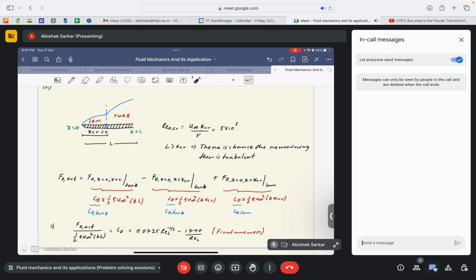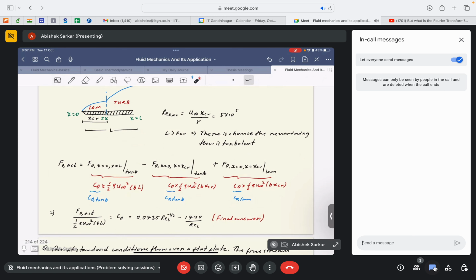So evaluation of this part is quite easy. How? Because the drag force from 0 to XCR can be evaluated directly, right? This length we know, this length is XCR. So from 0 to XCR, the length will be XCR. Once we know that length, just substitute the value of XCR in this expression, which is given by CD into half rho infinity square B into XCR.